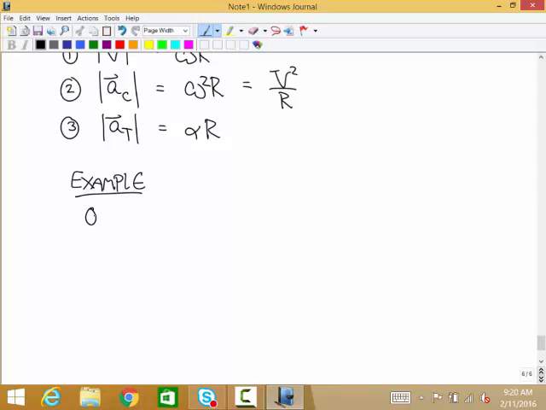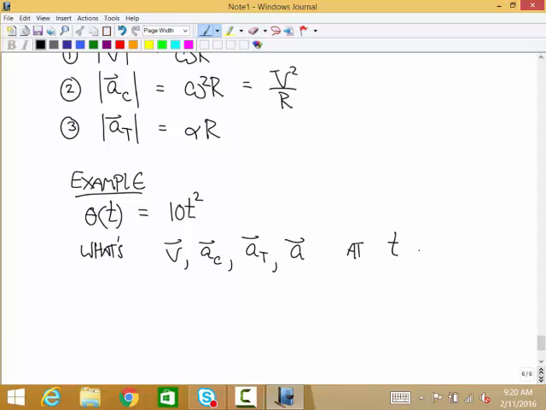so let's say that the angular position function is equal to 10t squared. What's the velocity vector, the centripetal acceleration vector, the tangential acceleration vector, and the total acceleration vector when time is equal to pi over 10 square root? And the radius of this circle is 0.05 meters. Okay? See if you can do that on the board.